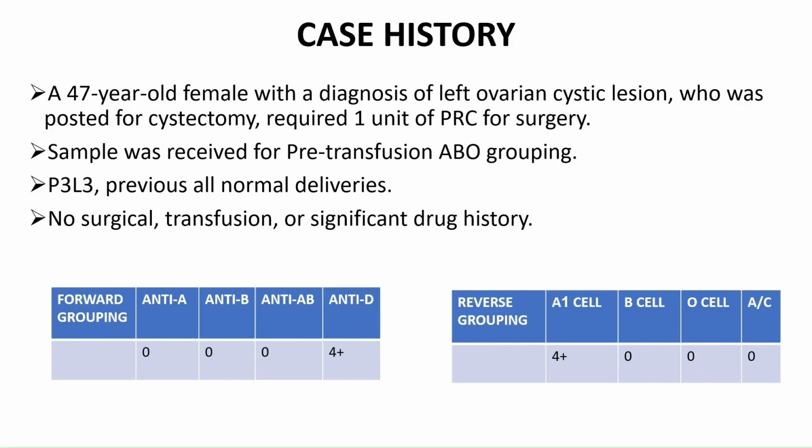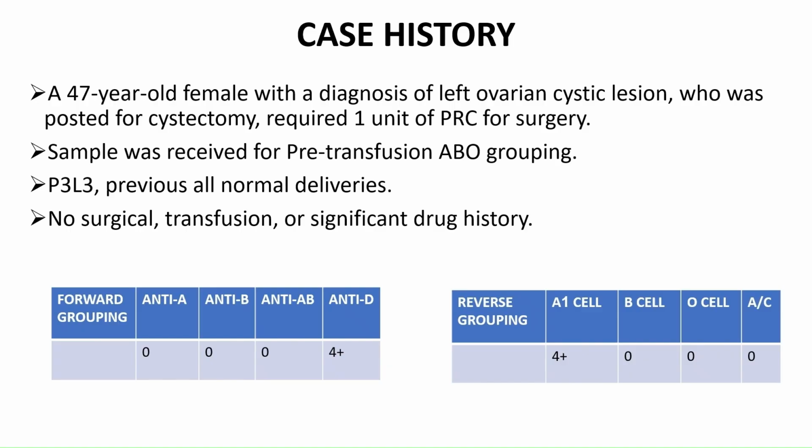A very good morning everyone. So today we are going to discuss a very interesting blood group discrepancy of a patient which was received in our hospital for pre-transfusion ABO grouping. The patient was a 47-year-old female with diagnosis of left ovarian cystic lesion who was posted for cystectomy and required 1 unit of PRC for surgery. The patient was para 3 live 3 and all were normal deliveries. There was no surgical, transfusion or significant drug history.